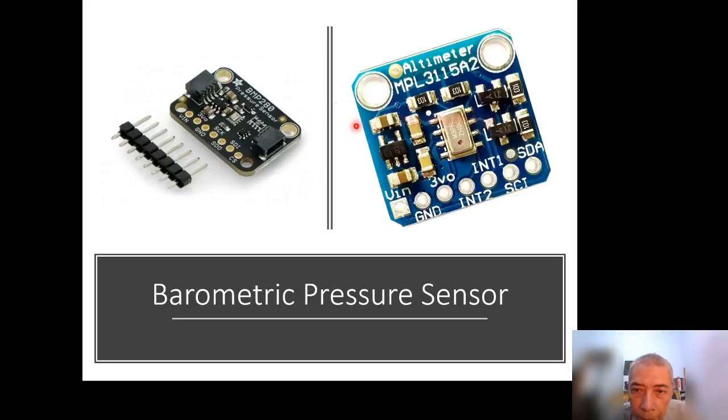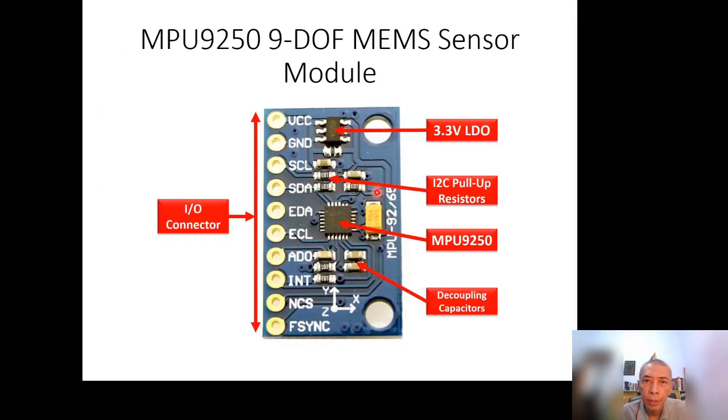The other is barometric pressure. The right side is the altimeter MPL3115A2, which also has SCL and SDA. And what is this? The BMP280 is also a barometric pressure sensor, also using the I2C protocol. So this is an example of the MPU-9250 MEMS sensor module.